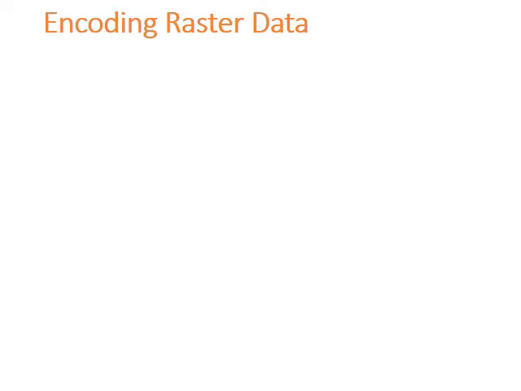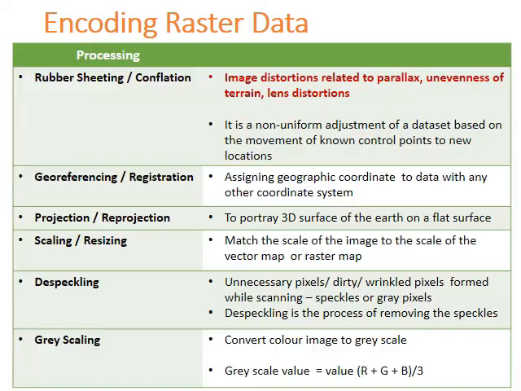While encoding the raster data, or entering the raster data into the GIS format, there are some commonly performed processes in GIS. The first one is called rubber sheeting or conflation. The image will have distortions which will prevent us from aligning the image in our map. The image distortions can be related to parallax error, the unevenness of the terrain, or lens distortions.